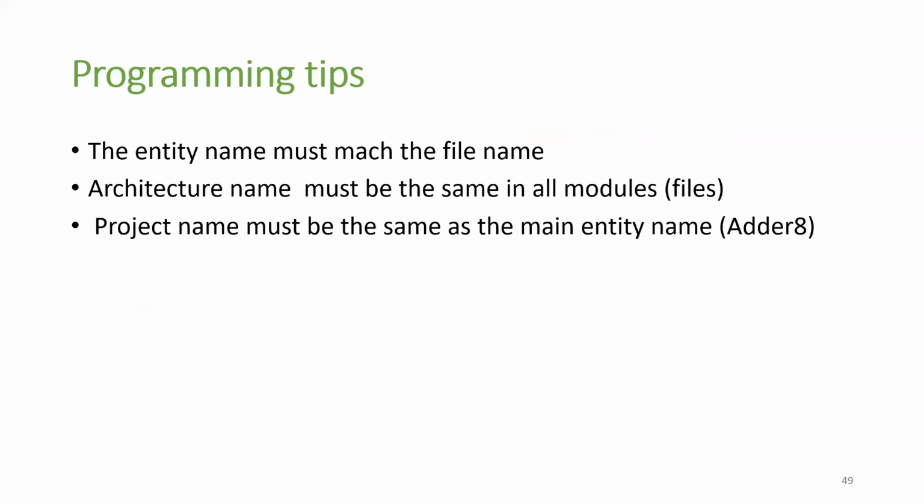As I said, entity name must always be the file name. Architecture must be the same in all modules, files: Behavioral. Project name must be the same as the main entity name and the same as the folder name.